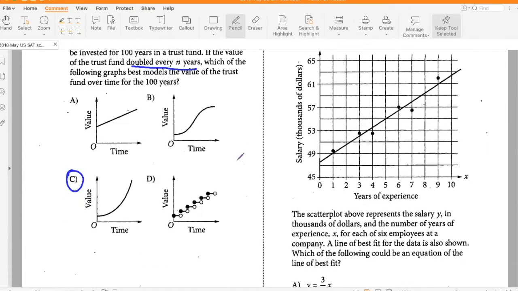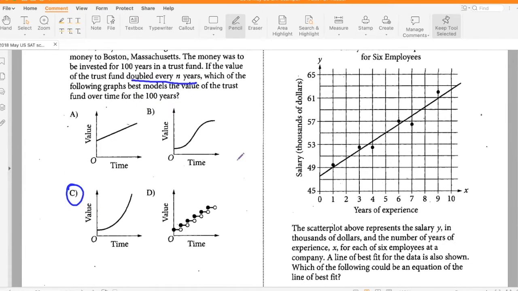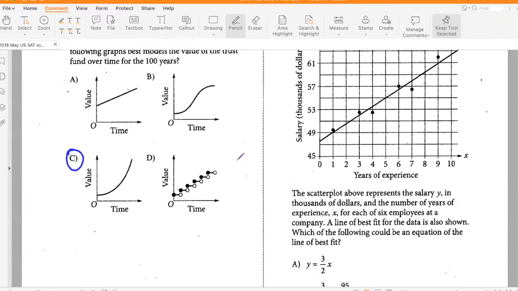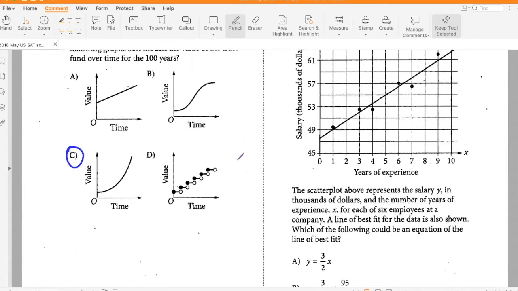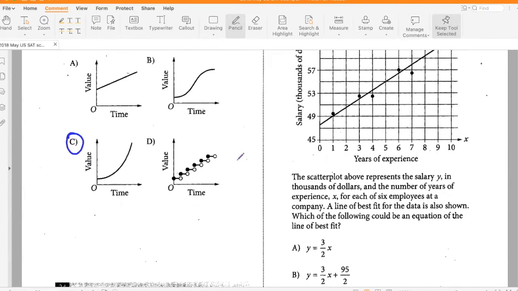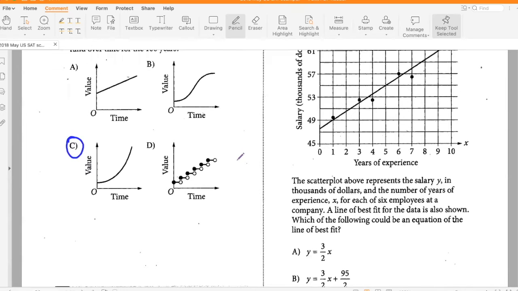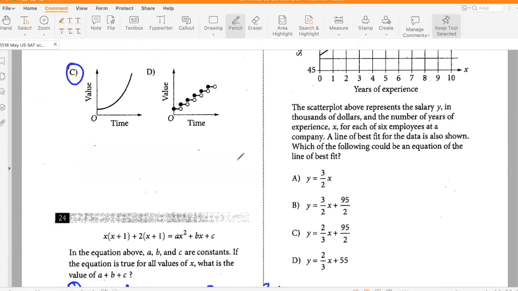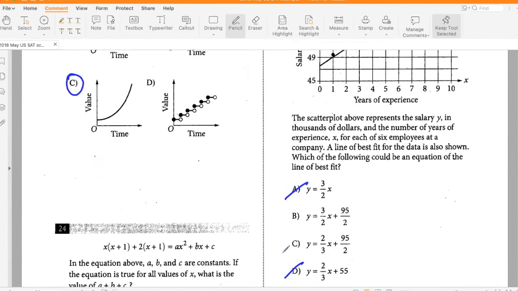The scatter plot above represents the salary in thousands of dollars and the number of years of experience for each of the 6 employees at a company. A line of best fit for the data is shown. Which of the following is an equation for the line of best fit? Okay. So the y-intercept is about 47 point something. So that would be options B or C. So I can eliminate A and D.